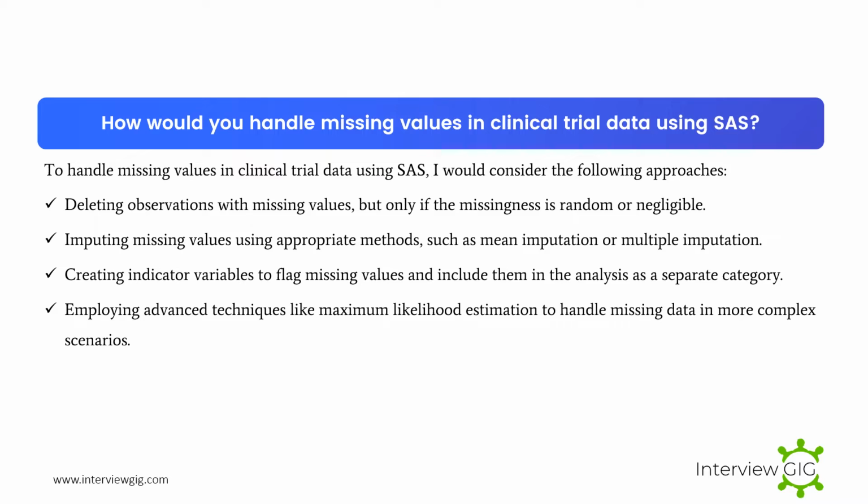How would you handle missing values in clinical trial data using SAS? To handle missing values in clinical trial data using SAS, I would consider the following approaches. Deleting observations with missing values, but only if the missingness is random or negligible. Imputing missing values using appropriate methods, such as mean imputation or multiple imputation. Creating indicator variables to flag missing values and include them in the analysis as a separate category. Employing advanced techniques like maximum likelihood estimation to handle missing data in more complex scenarios.